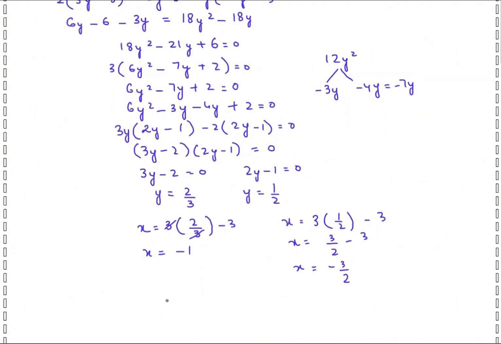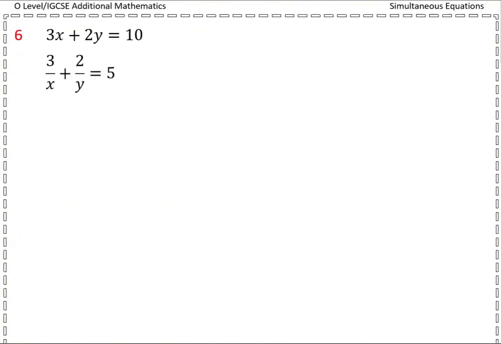Okay, we can write down the coordinates as: when x is minus 1, y is 2 upon 3. When x is minus 3 upon 2, y is 1 upon 2. Let's solve another pair of simultaneous equations.